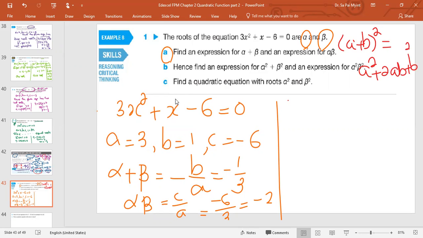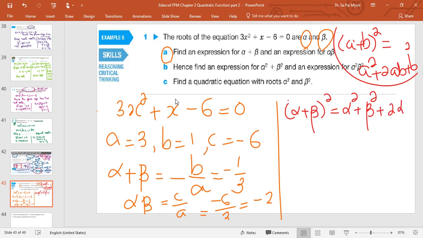So here, alpha squared plus beta squared. What do you get? Alpha squared plus beta squared means alpha plus beta the whole squared equal to, using this formula, alpha squared plus beta squared plus 2 alpha beta.